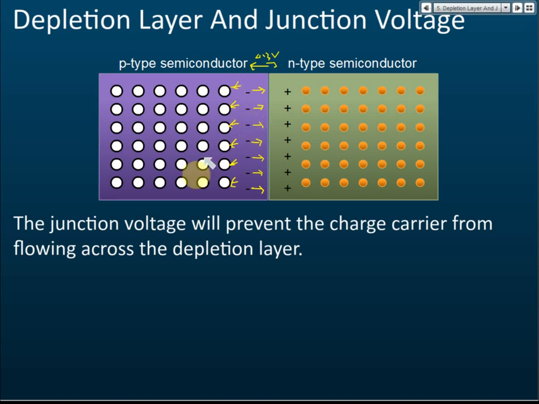So the junction voltage will prevent the charge carriers from flowing across the depletion layer. The electrons here cannot pass through the depletion layer, so this recombination will stop. This depletion layer has a certain thickness only, just around the p-n junction. You cannot say the electrons keep on going until all the holes are filled with electrons and all the free electrons disappear. No, this only happens to the electrons around the p-n junction, because the barrier voltage will prevent the electrons from going into the holes here.